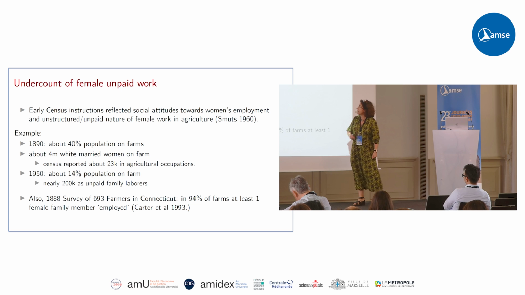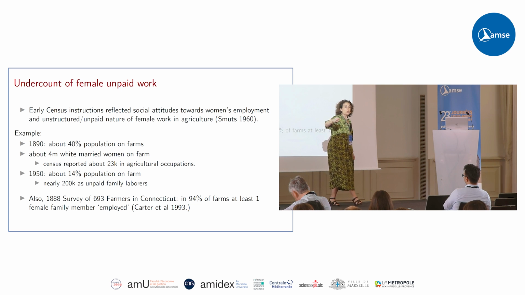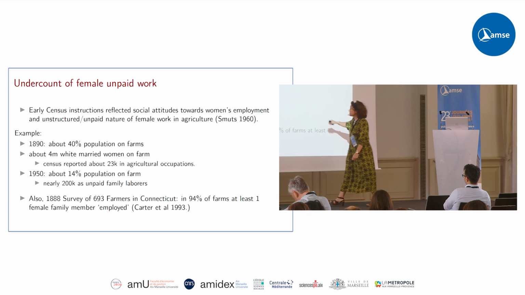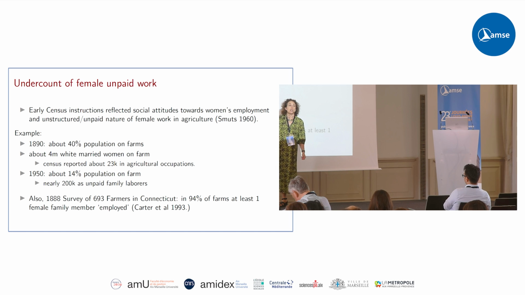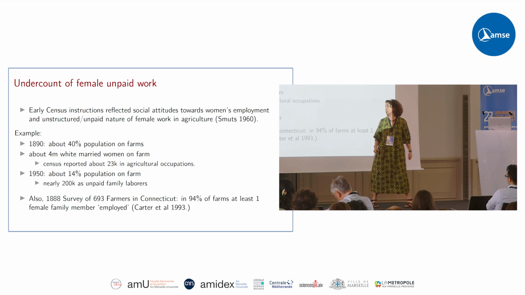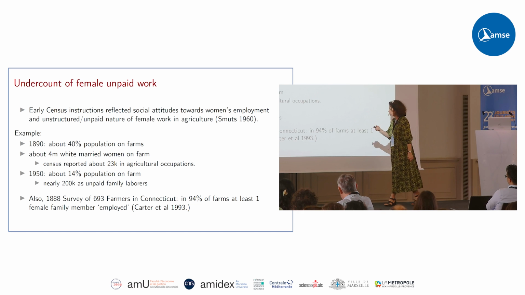Okay. Now, in 1950, the population on farms fell by about 3 times to 14%. But the number of unpaid family workers enumerated as employed has increased by 10 times. So there is a very important difference here in the way in which women are classified in or out of the labor force. So basically what we learned from the early decades is that there is no way to capture female employment simply by the definition provided by the census.